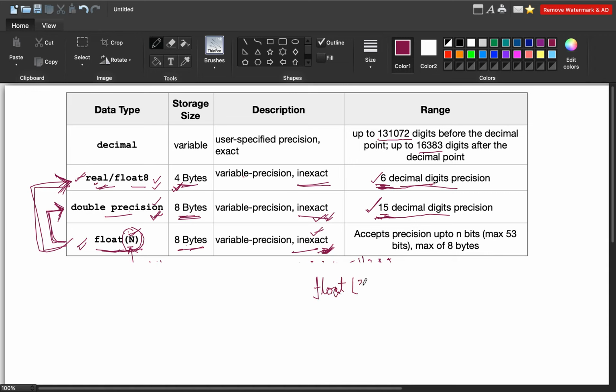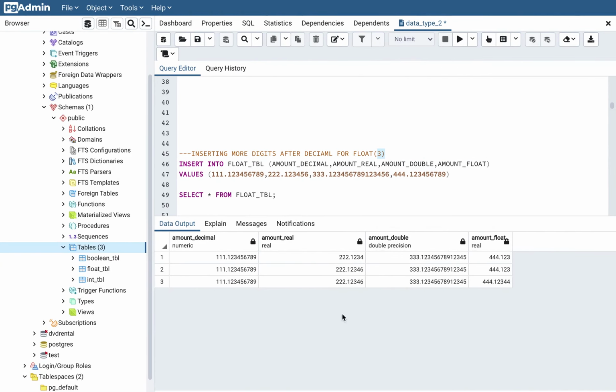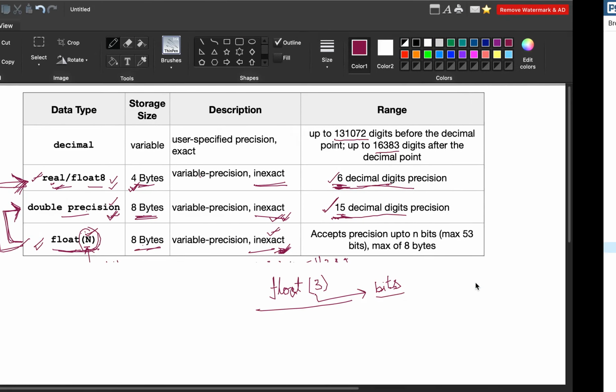float 3, means this 3 is nothing but a bits, 3 bits. That is what SQL says. It is 3 bits. It is not number of digits. So when you're storing more than 3 bits, it will try to round off. And the value which we were trying to insert here, you would see is 44.123456789. But what it has done is within 3 bits it is only able to accommodate this value. It is only able to accommodate this value.